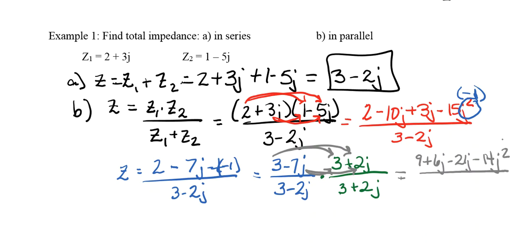I'm going to do it on the bottom. 3 times 3 is 9. 3 times 2J is 6J. Negative 2J times 3 is negative 6J. Negative 2J times 2J is minus 4J squared. Again, I'm going to replace those J squareds with negative 1.